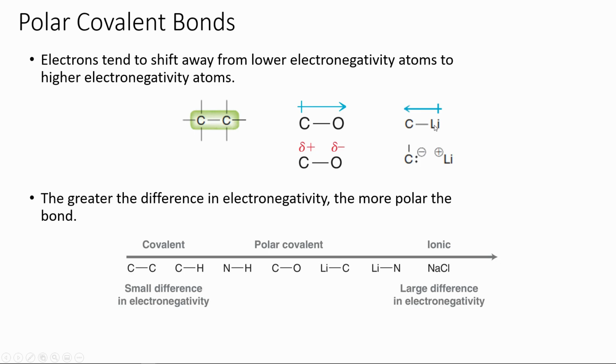And for example, with lithium, we're going to have a polarity shift in the opposite direction. Lithium is much less electronegative than carbon, so we'll have here a carbon that can be thought of as having a negative charge on it, and the lithium is having a positive charge. And so the greater the electronegativity difference between the two atoms making the bond, the more polar the bond we have.